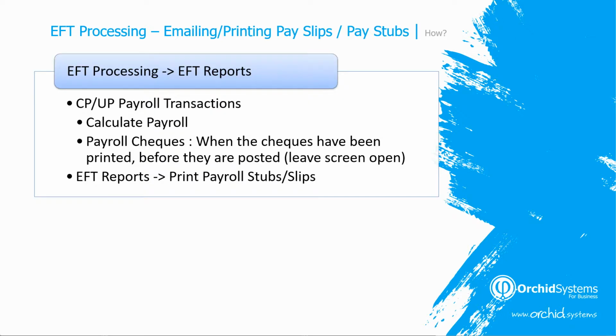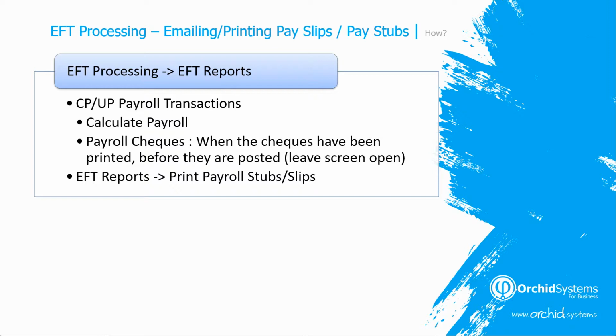The payslips are generated from the EFT processing EFT reports, the print payroll stub/slips report. But first you need to go into your CP or UP payroll transactions, calculate your payroll, and then go into your payroll checks. And when the checks have all been printed, but just before they're posted, you must leave that screen open and then go into EFT reports and print your payroll pay stubs or pay slips.